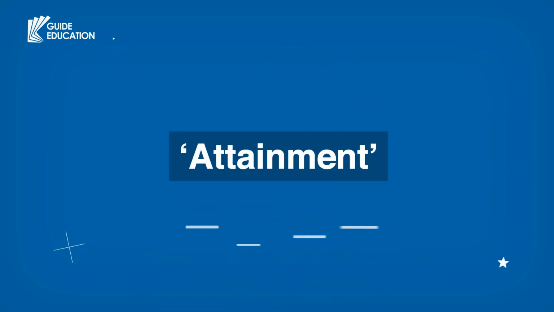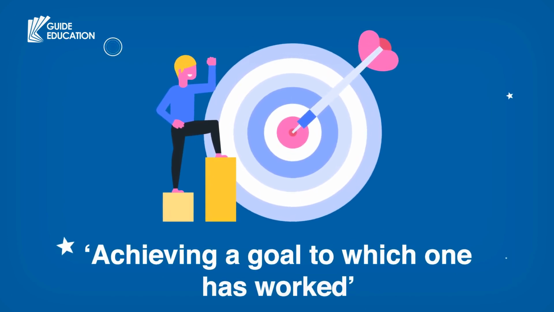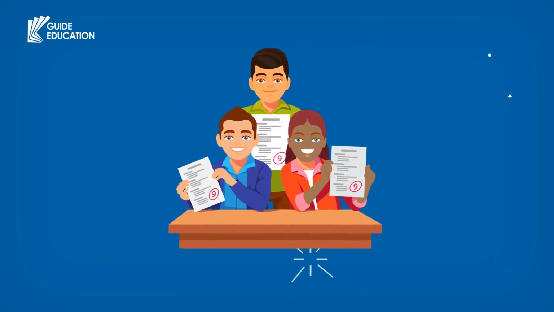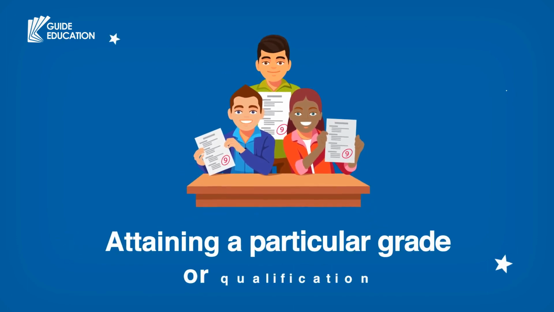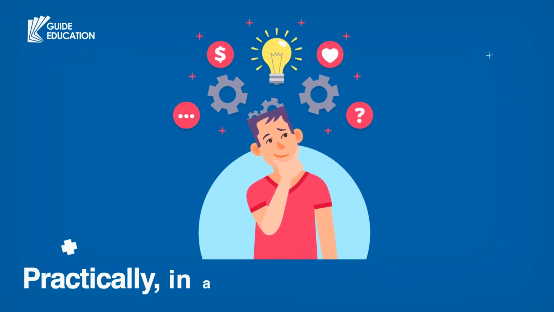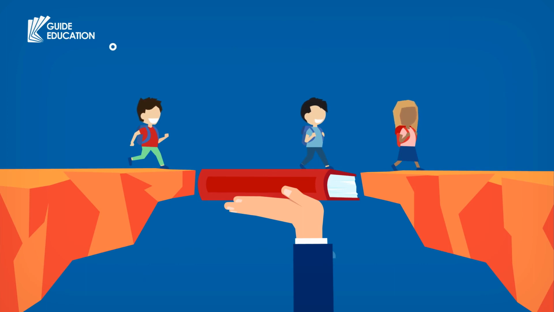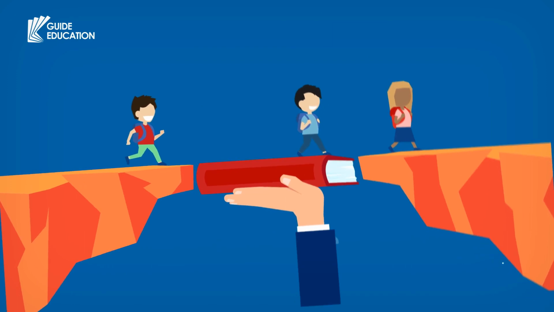Let's look at what is meant by attainment. The definition is achieving a goal to which one has worked. In teaching terms, this is usually related to attaining a particular grade or qualification. If you think of it as showing skill to a particular level, either practically, in a piece of work, or in a test, then it is easy to see how it is possible to give opportunities for students to attain and gain the evidence required.